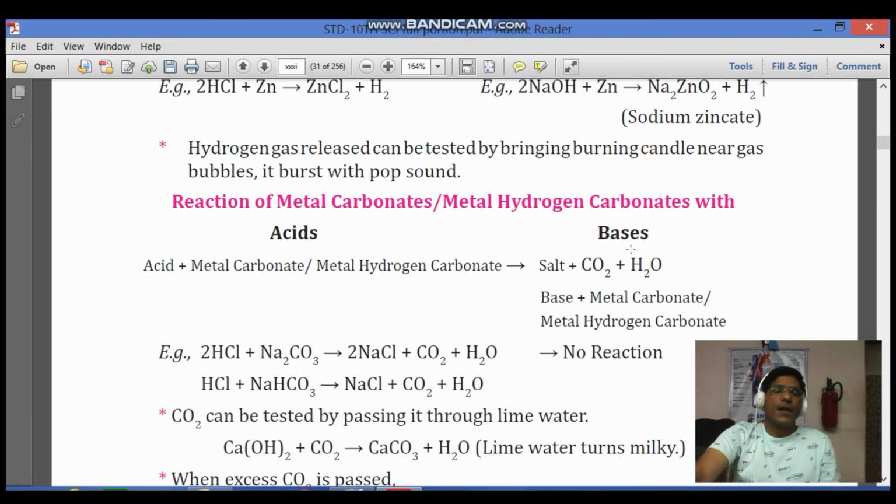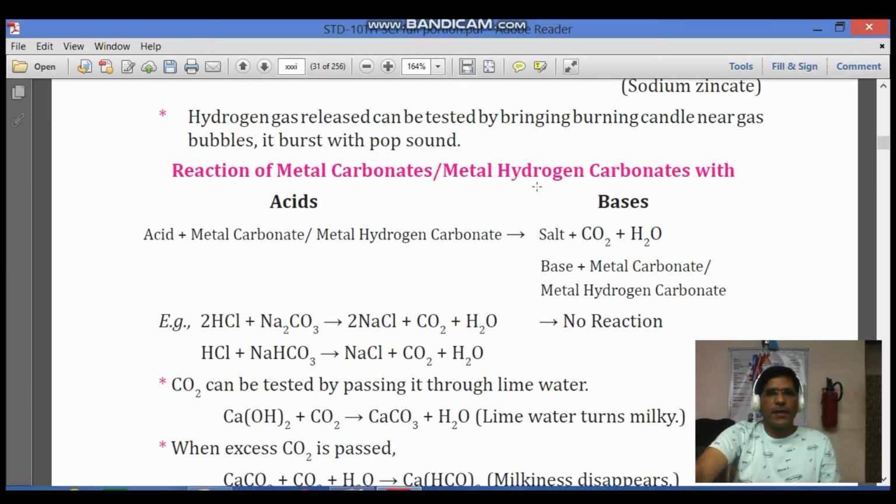Now, reactions of metal carbonate and metal hydrogen carbonate with acid. First of all, what is the meaning of metal carbonate? Carbonate means CO3. When CO3 is there, it is called carbonate. Metal means sodium, potassium. You can write it. So that is a metal salt, but carbonate is there. In hydrogen carbonate, H is there.